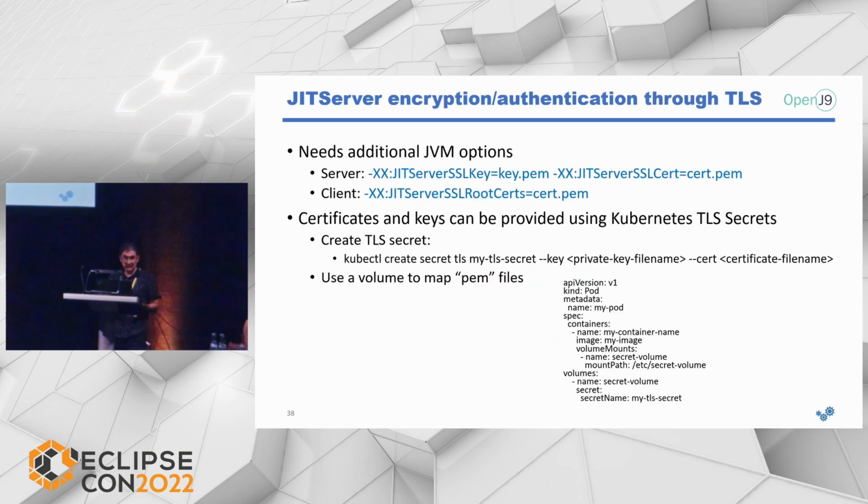You can definitely encrypt the network communication between the client and the server and ensure trust by using TLS. All you have to do is provide the file with the certificate and the file with the private key by specifying the options that you see here in blue. So these files can be stored as Kubernetes TLS secrets, and then made available to the containers through volumes. And this is just one example of how you can do this. There are many other options.